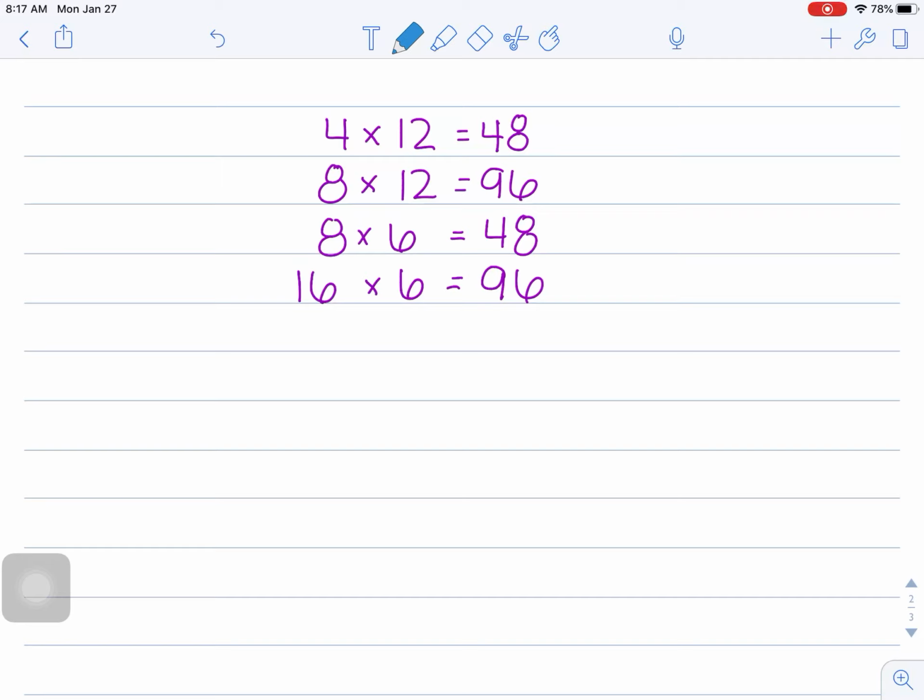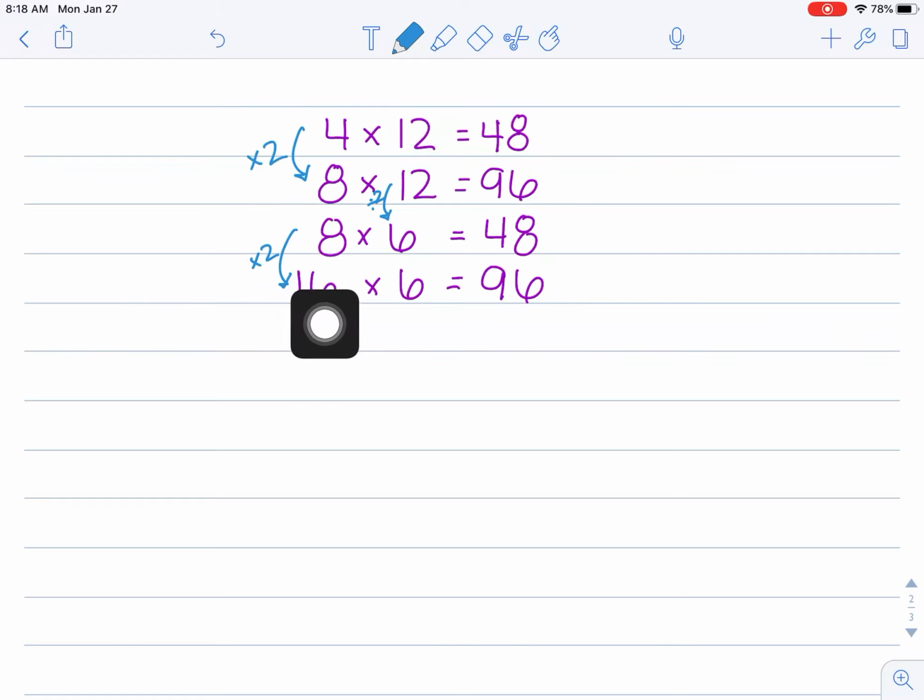Okay. Well, the first thing I notice when I'm looking at these equations is that 4 is twice as small as 8. So 4 times 2 is 8, right? I know there's a relationship there. When I go from 8 times 12 to 8 times 6, 6 is half as big, so it would be 12 divided by 2. And 8 and 16, well, what they have in common is 8 times 2 is 16, right?